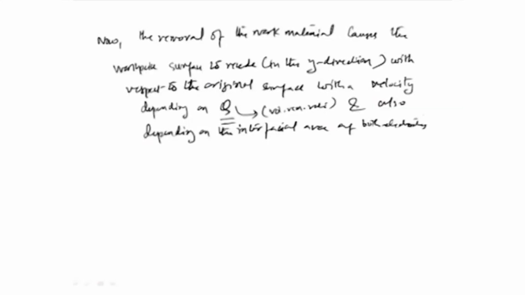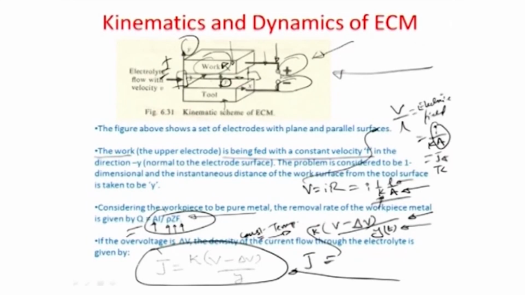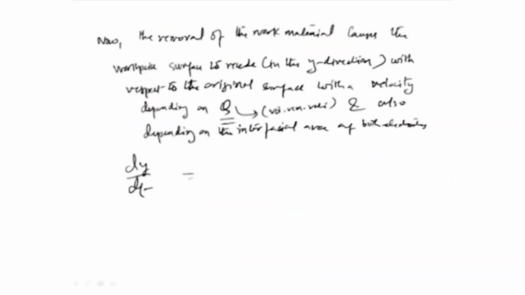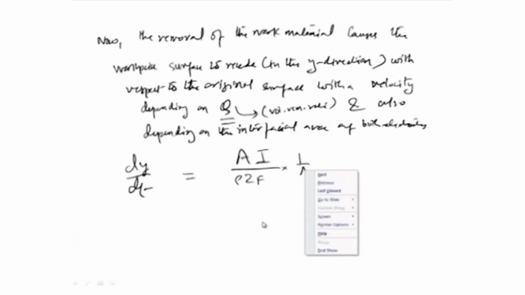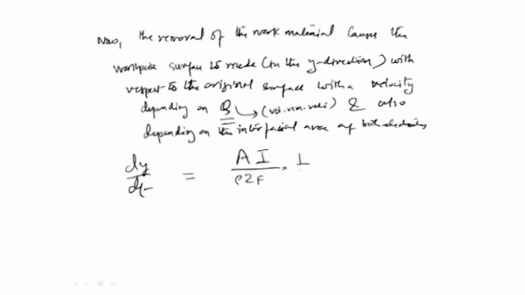Okay. So, therefore, we can easily say that dy by dt, where as you have already seen before, y is this distance, the distance between the workpiece and the tool as a function of time. So, dy by dt becomes equal to the dissolution, which is A I by rho Z F per unit area. Let us say the area in this particular case is small q. So, this is the interfacial area.